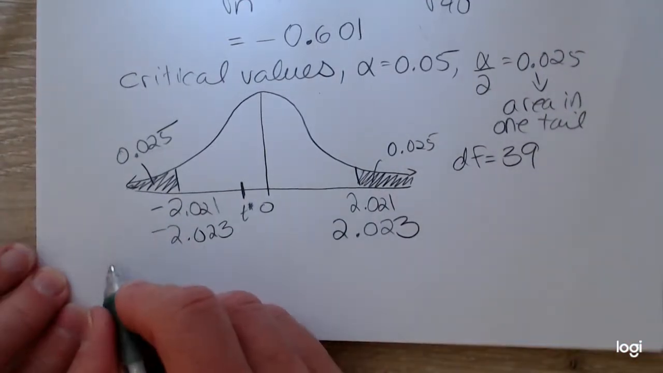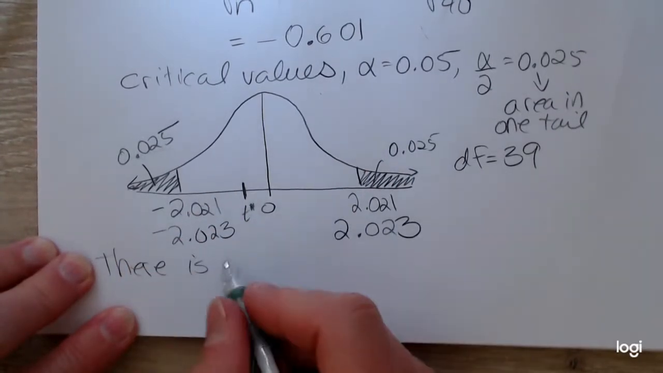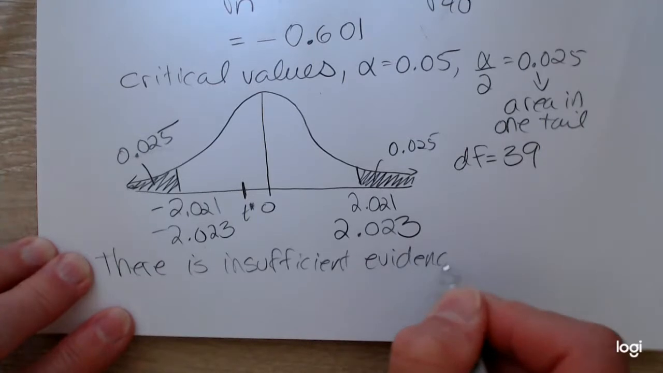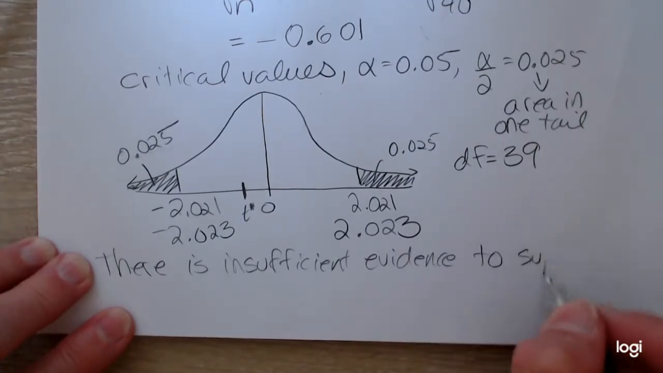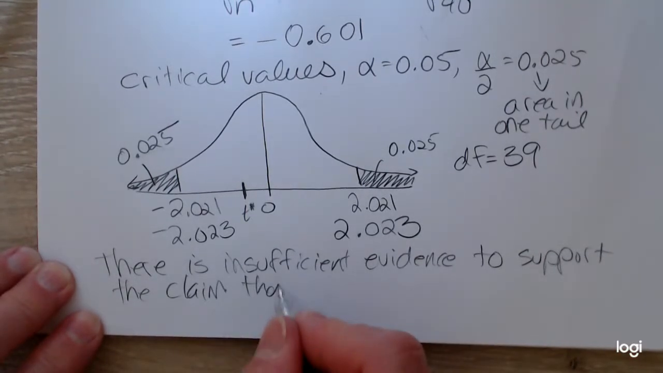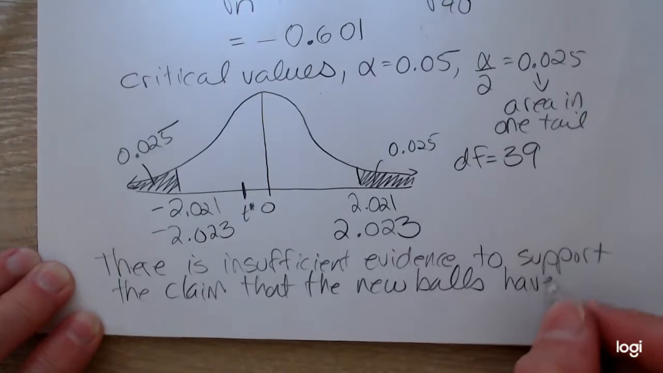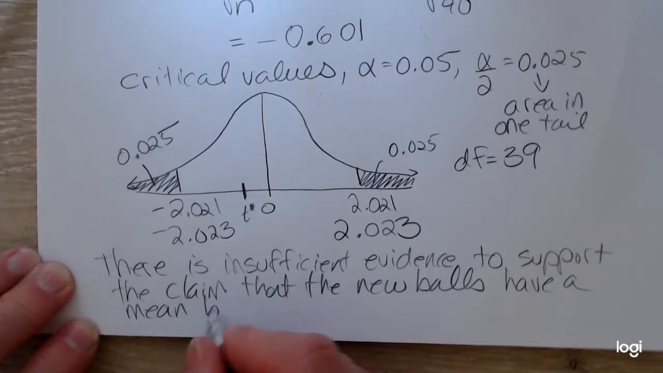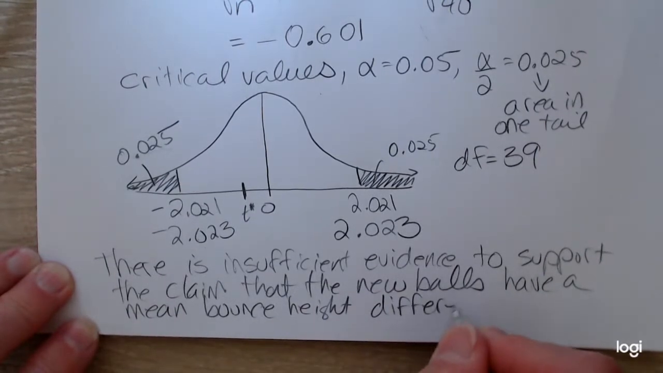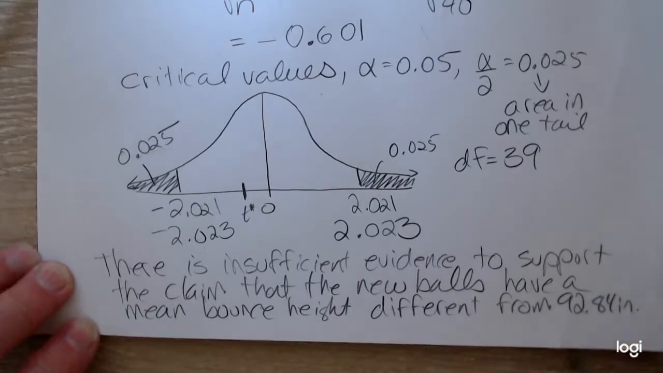So the correct way to word this is that there is insufficient evidence to support the claim that the new balls have a mean bounce height different from 92.84 inches.